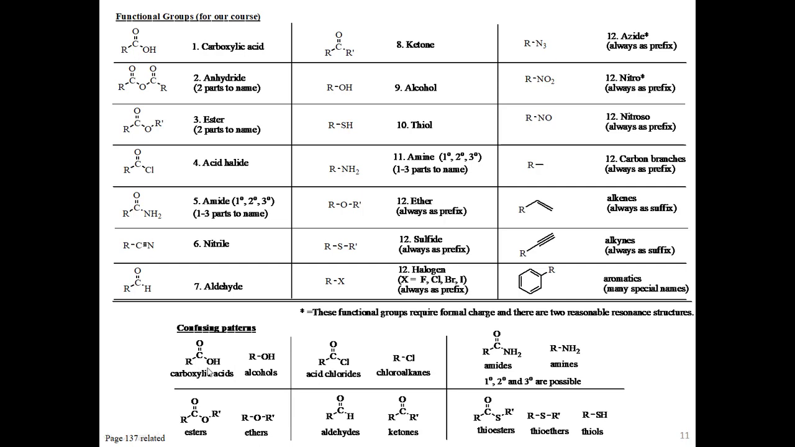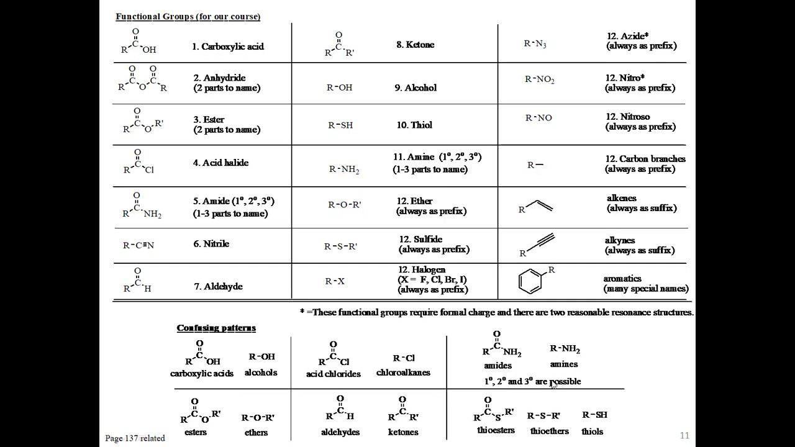Here are some confusing patterns. The reason they're confusing, seems to me, is that this has an OH and this has an OH. But this also has a C double bond O. A whole bunch of them are like that. So with the C double bond O, this is a carboxylic acid. Without it, this is an alcohol. So over here we have an acid chloride with a C double bond O, or a chloroalkane without it. Here we have an amide with the C double bond O, or an amine without it.